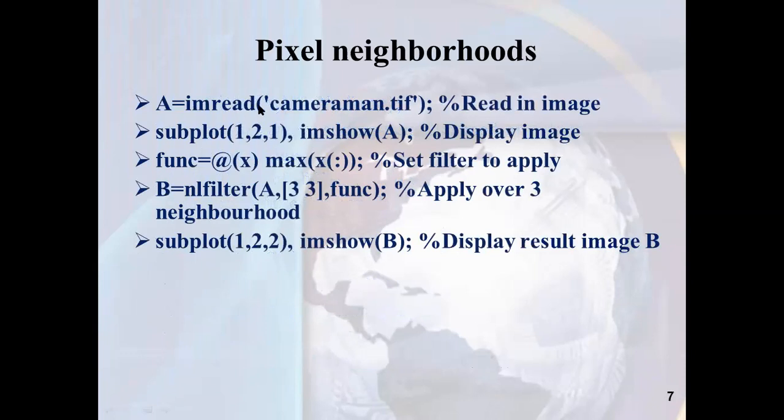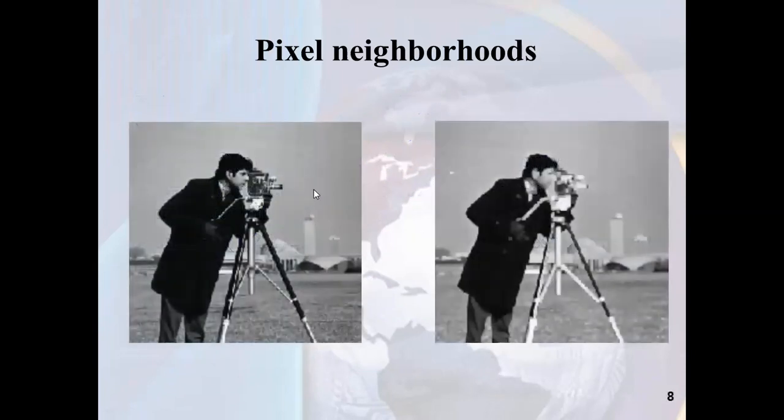So this is imread cameraman.tif. This is a maximum function at x maximum, and this is nlfilter with a 3 by 3 window, and this is a function. So we can write directly at x maximum here. And after that, we display the image. So this is the value of the maximum.